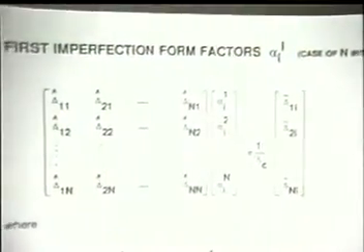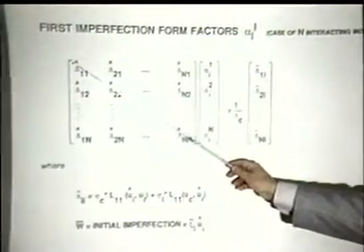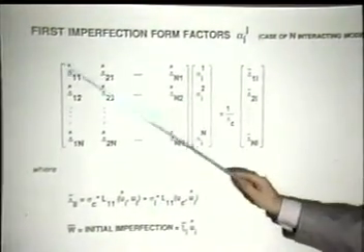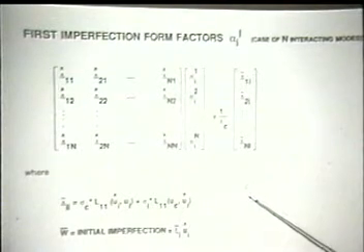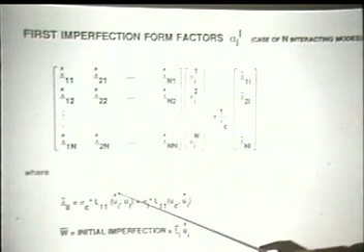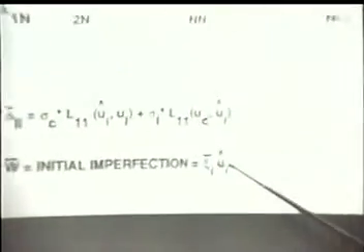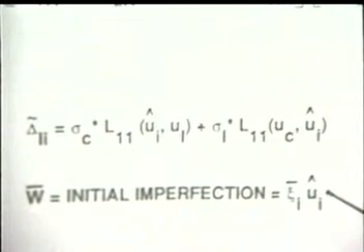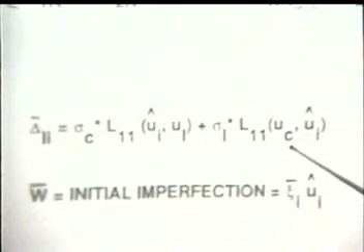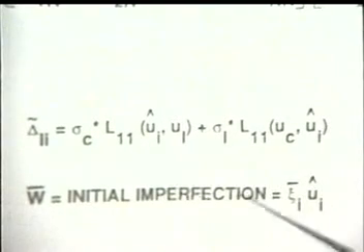First imperfection form factor, a similar expression. Remember what I said: if they are uncoupled, then only the diagonals are occupied and the rest is 0. Notice that in here there is U cap. U cap is a functional dependence of the initial imperfection. It may be equal to U sub c, but it doesn't have to be. So the initial imperfection, you decide.